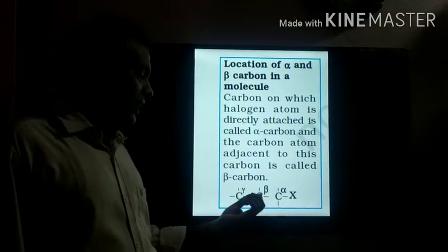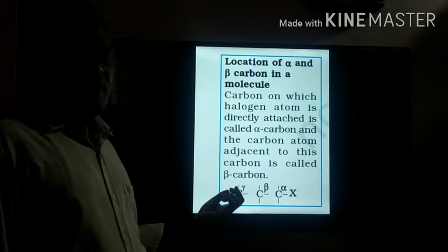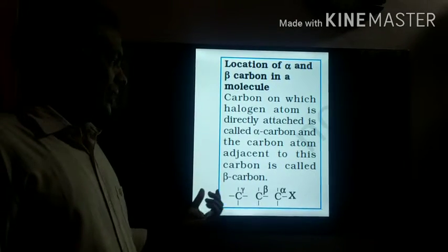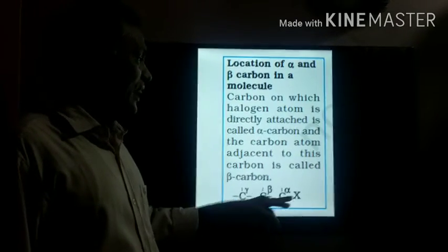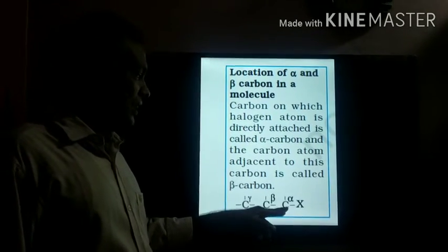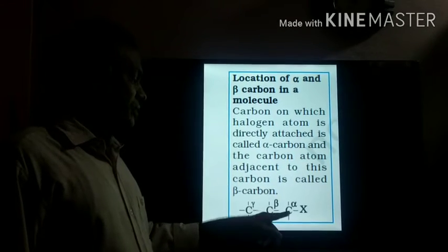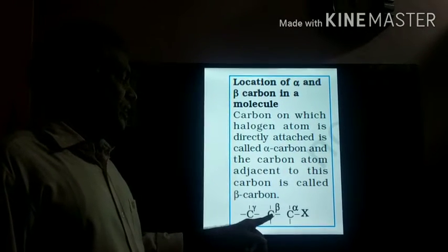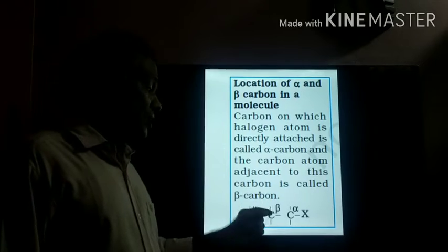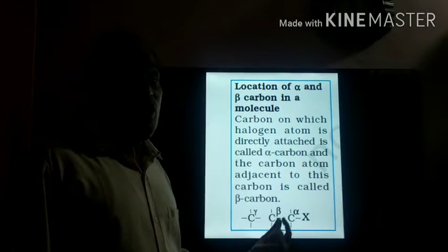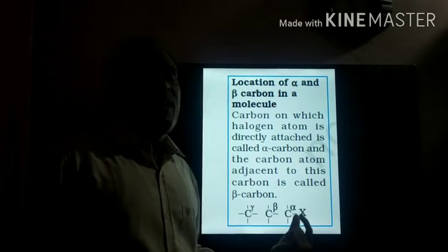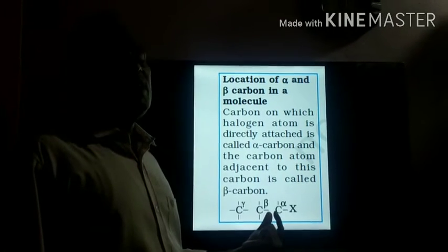The next carbon atom is beta, then gamma, like that we can take it. The carbon on which the halogen atom is directly attached is called the alpha carbon atom, and the carbon atom adjacent to it is called the beta carbon atom. Because location is more important. The name is given on the location of the hydrogen atom or attachment. So that is more important.